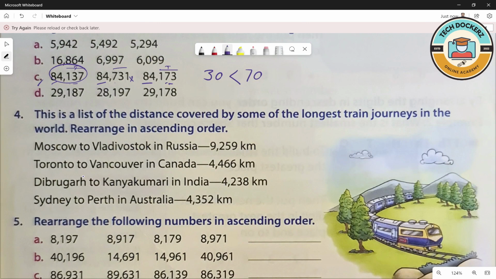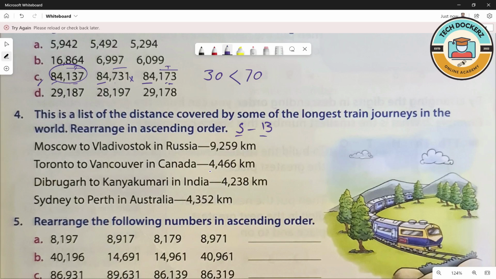This is a list of the distance covered by some of the longest train journeys in the world, rearranged in ascending order. Alright, so what is ascending order? Ascending order is smallest to biggest. So we need to pick first the smallest number, then the bigger number, and then the bigger number. The last number will be the biggest number. So what will be the first smallest number in this list?